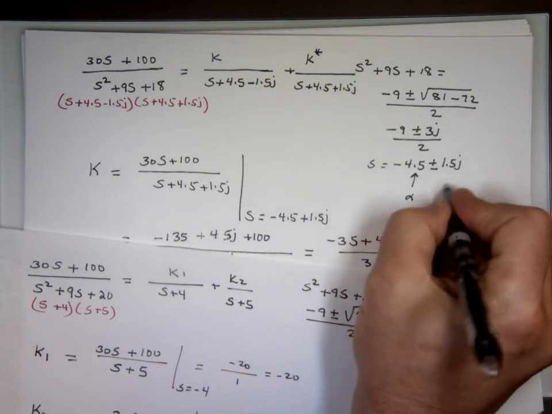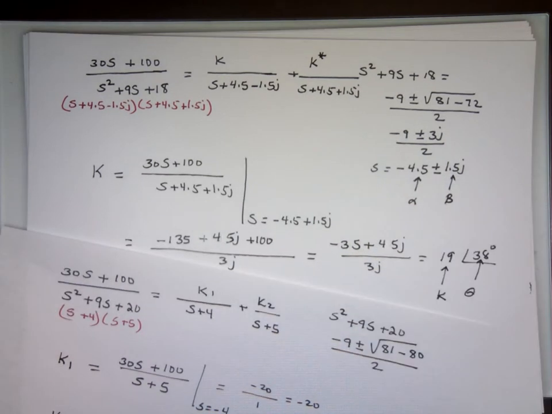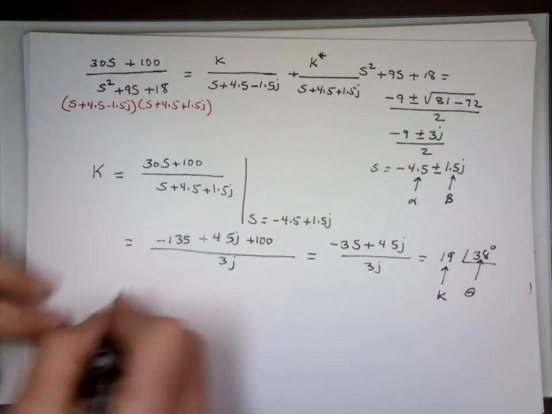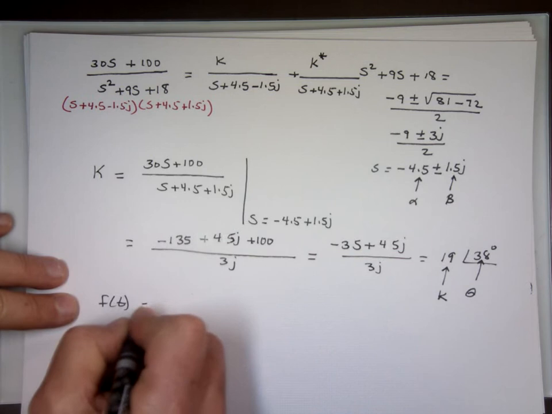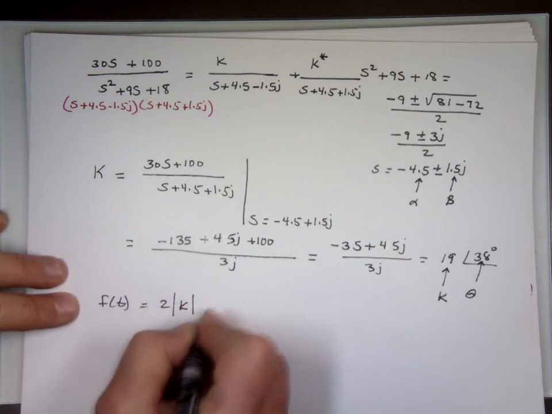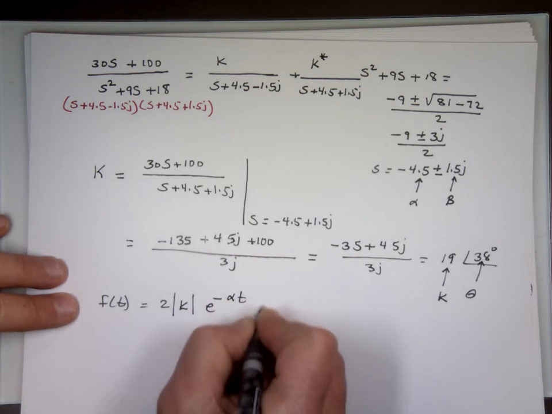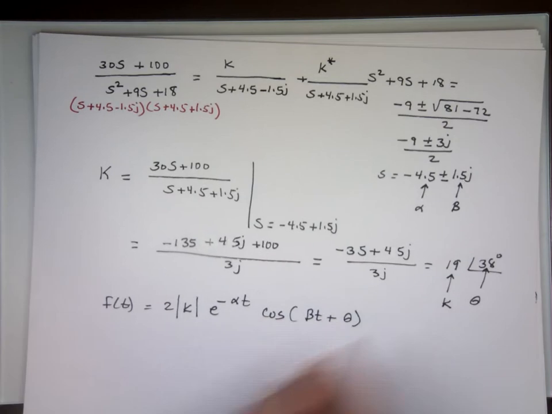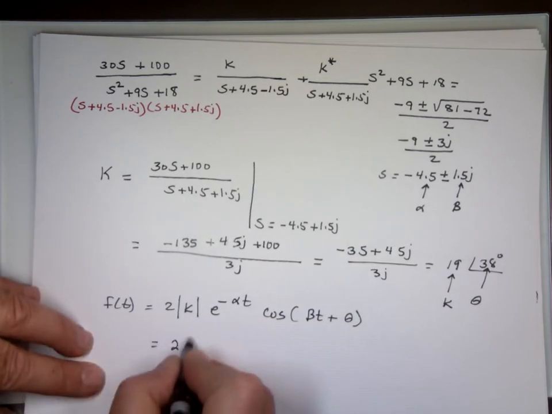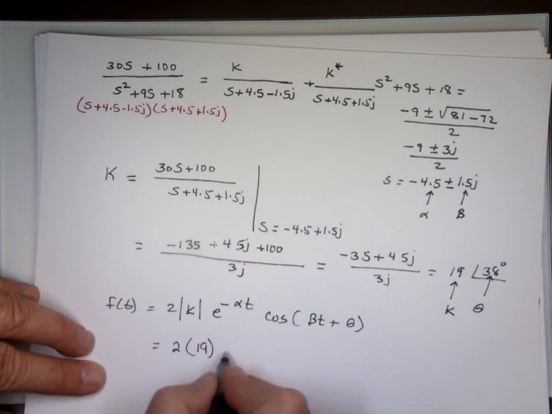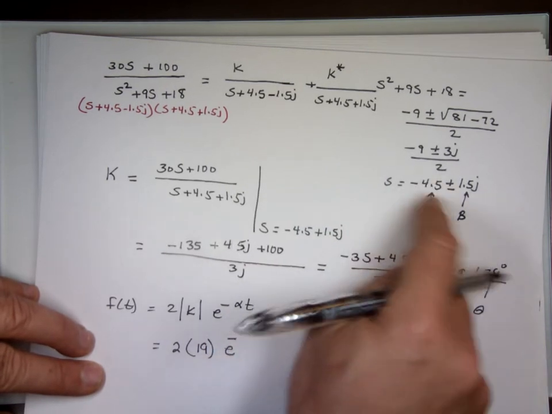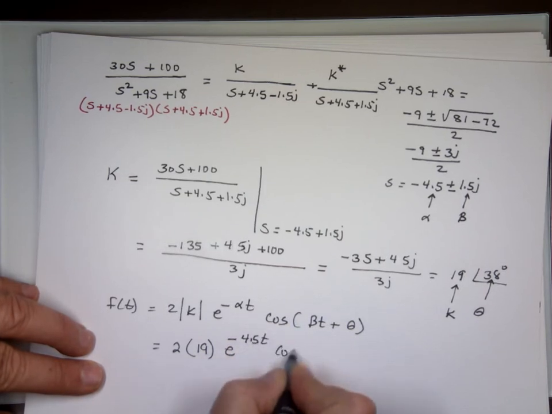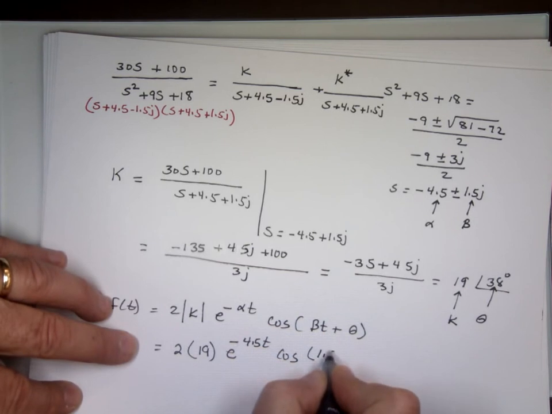Once I identify these, the solution, f of t, is 2 times the absolute value of k, e to the minus alpha t cosine beta t plus theta. My solution to this is going to be 2 times the 19. I don't need an absolute value for the 19. E to the minus alpha, now without the sign, is the 4.5. Cosine, beta. Beta is the 1.5. And theta is what? 38 degrees.